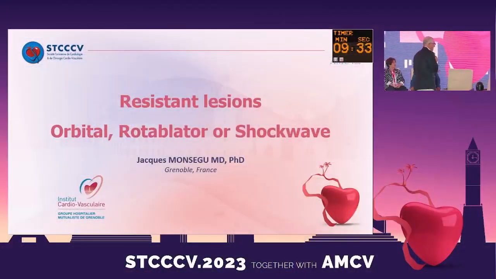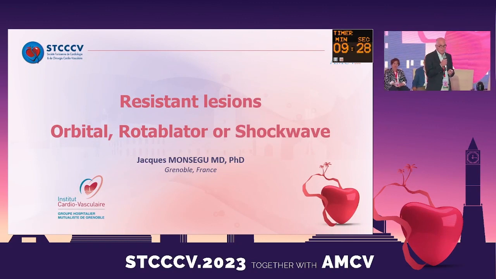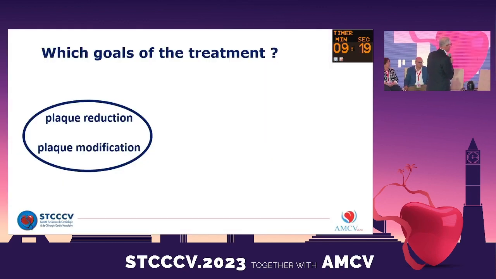So what I'm going to speak about is the resistant and calcified lesion, and we'll discuss the orbital, rotablator, and shockwave strategy. Because we have no strong data about this technology comparing the different strategies, I just share with you my experience. I'm lucky because I have the three devices in my cath lab, and I have a small experience, and I just want to share it with you.